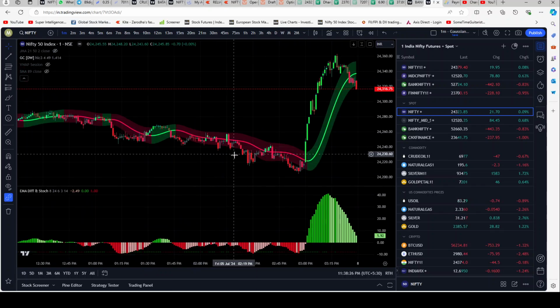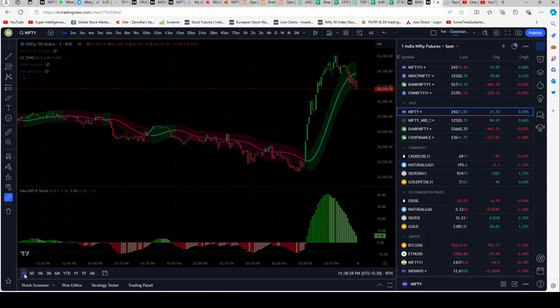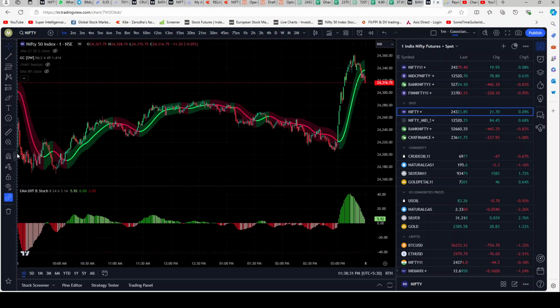Let me just reset this so that the brightness comes back. All right, so this is the start of the day and this is the end of the day. You see over here again, just watch my marker. They both line up, right? And in the end over here, you see they line up perfectly.